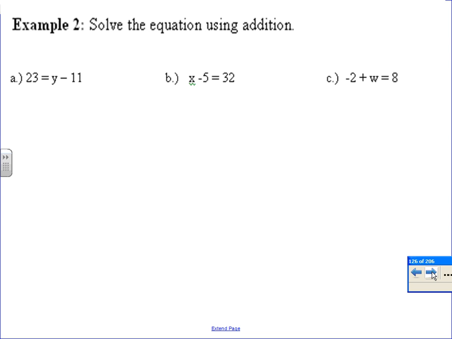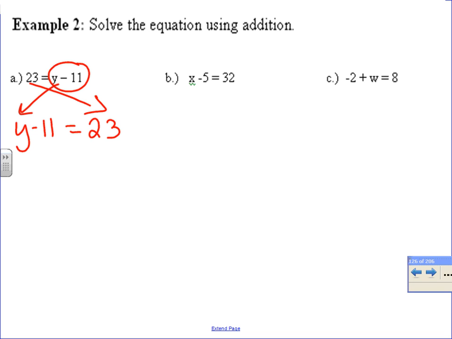All right, let's do some basic examples. Okay, on letter A, what's the very first thing we need to do before we solve? Good. First thing you need to do is rewrite it. So it's y minus 11 equals 23. Step 1 on letter A, rewrite it so the variable's on the left. Variable should be on the left.